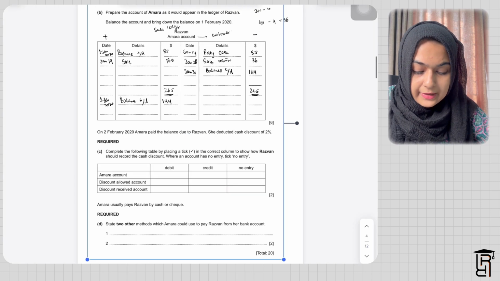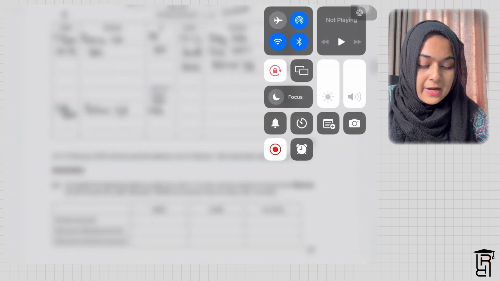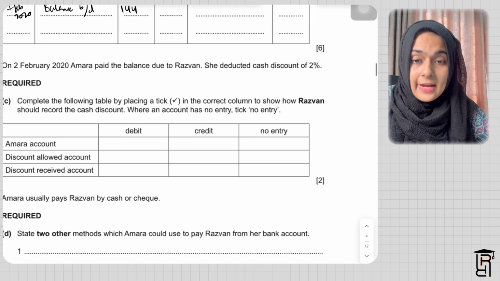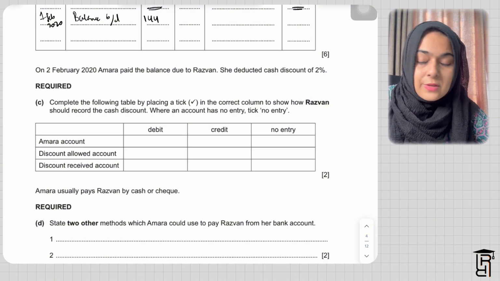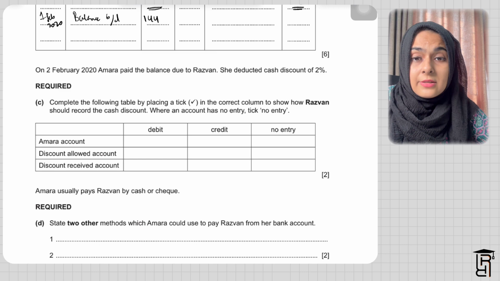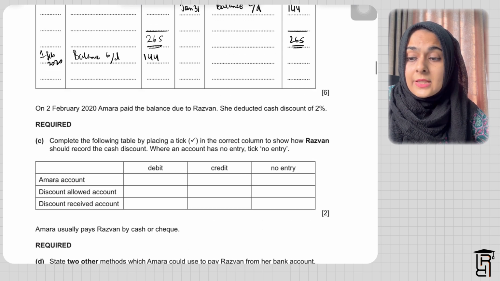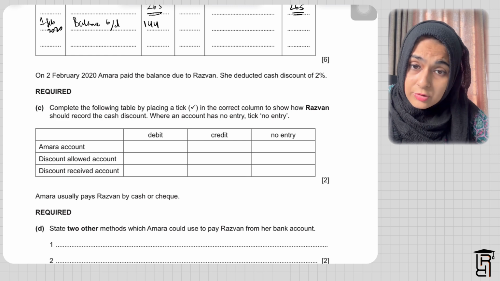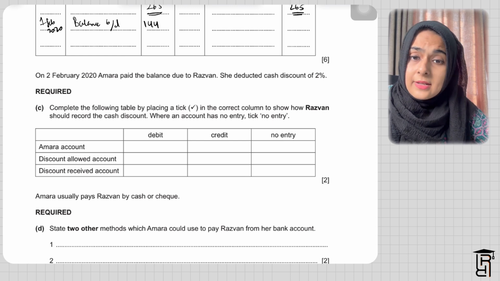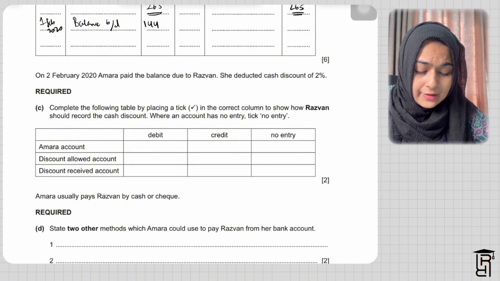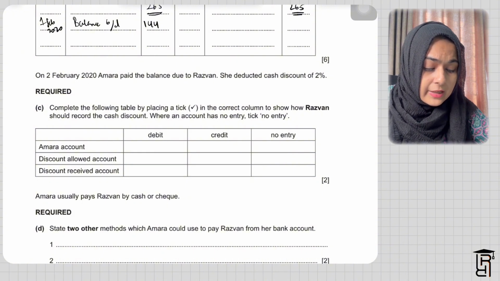In the next part, they're saying that on February 2, Amara paid the balance due to Razvan. She deducted 2% cash discount. So the balance due was 144 and she also got a cash discount of 2%. Cash discounts are given and taken at the time of payment. In this case, Razvan is giving the discount to Amara and Amara is receiving it. They're saying here, complete the following table by placing a tick in the correct column to show how Razvan should record this cash discount.